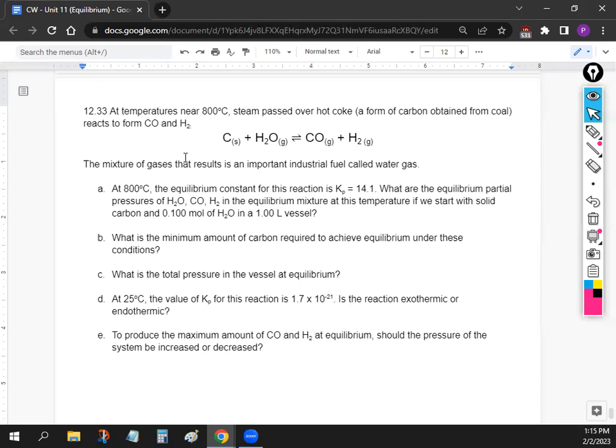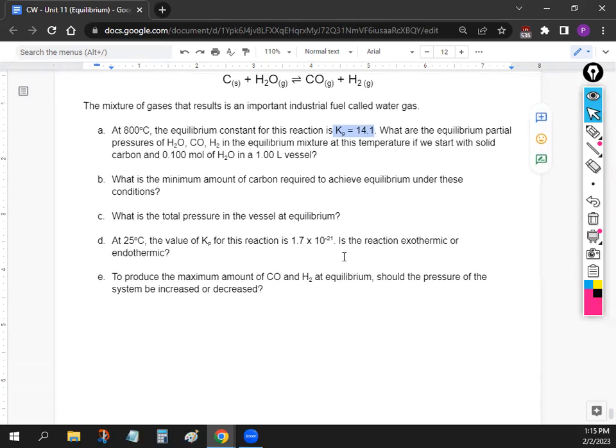It tells us the equilibrium constant for this reaction at 800 degrees Celsius is 14.1. So that's going to be the equilibrium constant, again, the ratio between reactants and products in this system at equilibrium. And then it's asking, what are the equilibrium partial pressures for these three gases if we start with solid carbon and 0.1 moles of H2O in a 1 liter vessel? Okay, so we'll start with that.